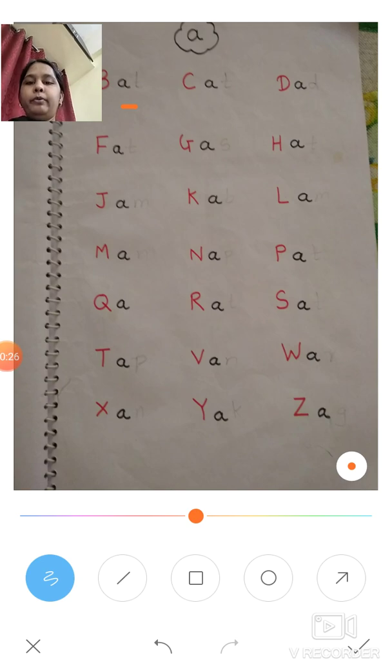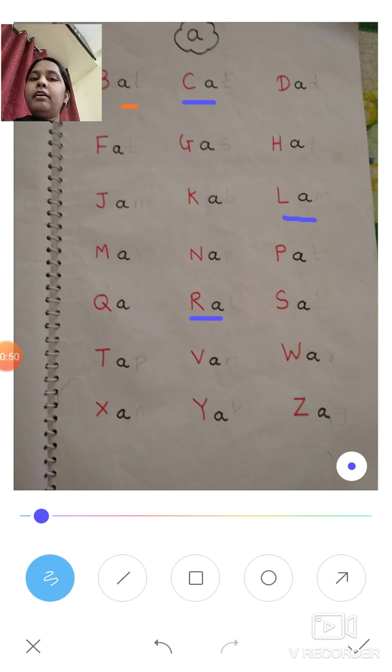Ba. Very good. Okay, then what is K A? Kya. Very good. What is this L A? La. What is this R A? Now tell me, what is this R A? Ra. Okay, one more, one more we revise.